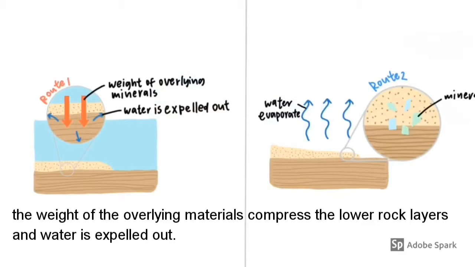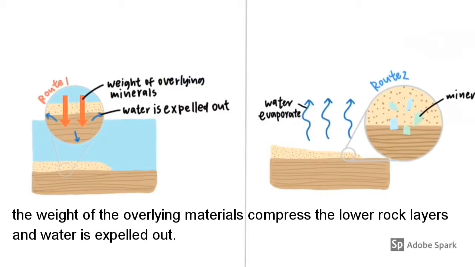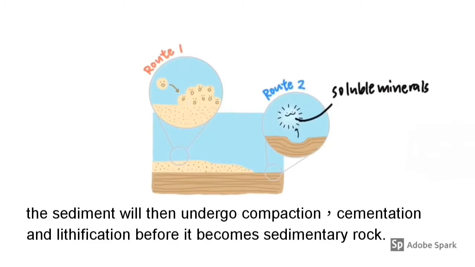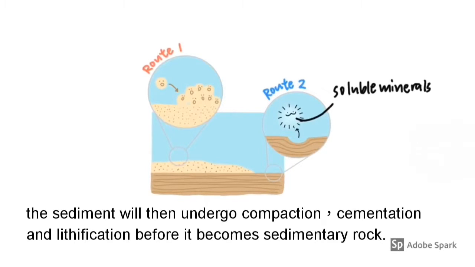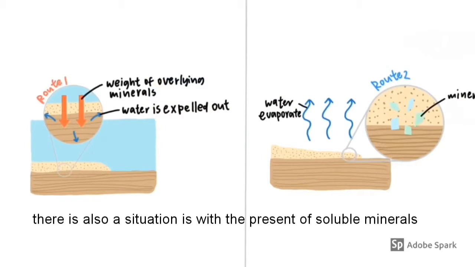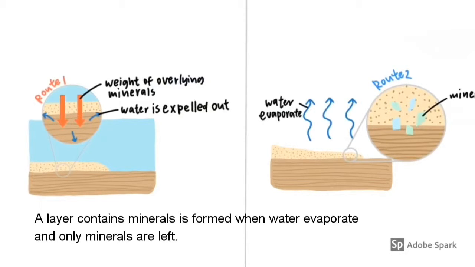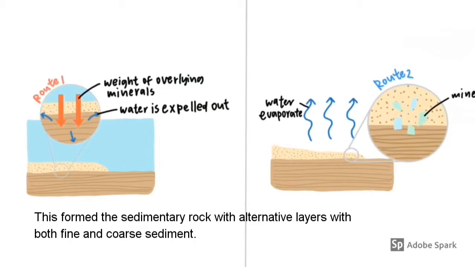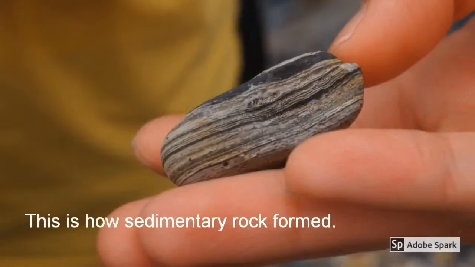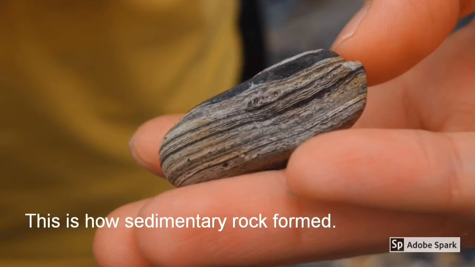The weight of the overlying materials compresses the lower rock layers, and water is expelled out. The sediment will then undergo compaction, cementation, and liquefaction before it becomes sedimentary rock. There is also a situation with the presence of soluble minerals. A layer containing minerals is formed when water evaporates and only minerals are left. This forms a sedimentary rock with alternative layers containing both fine and coarse sediment. This is how sedimentary rock formed.